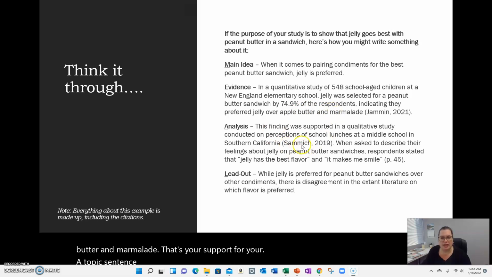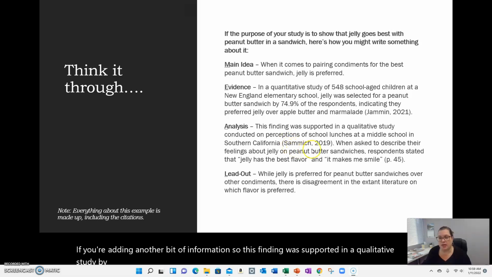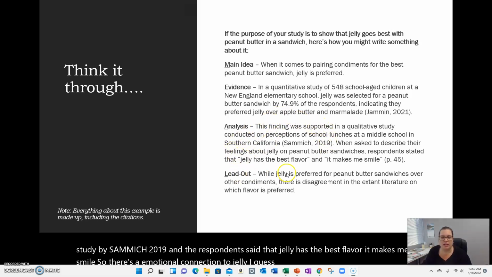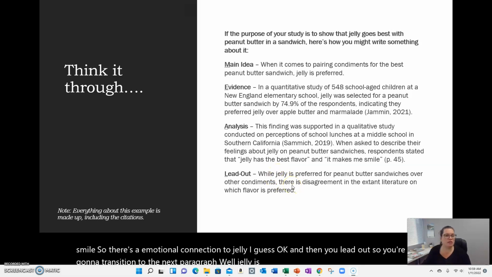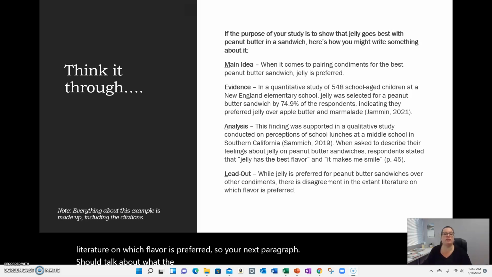Okay? Then the analysis. You're adding another bit of information. So this finding was supported in a qualitative study by Samich 2019. And the respondents said that jelly has the best flavor. It makes me smile. So there's an emotional connection to jelly, I guess. Okay? And then you lead out. So you're going to transition to the next paragraph. While jelly is preferred, there is disagreement in the literature on which flavor is preferred. So your next paragraph should talk about what the literature says about flavors of jelly. Okay? So just a fun example.